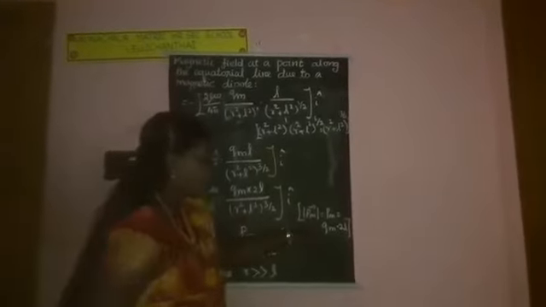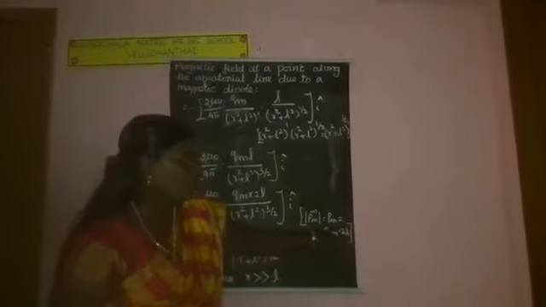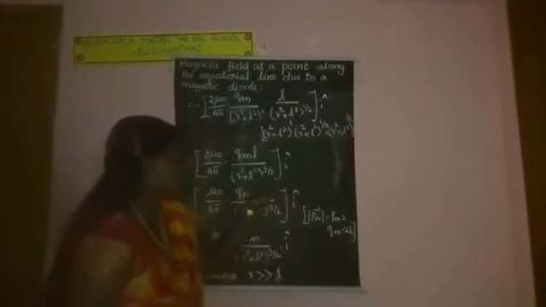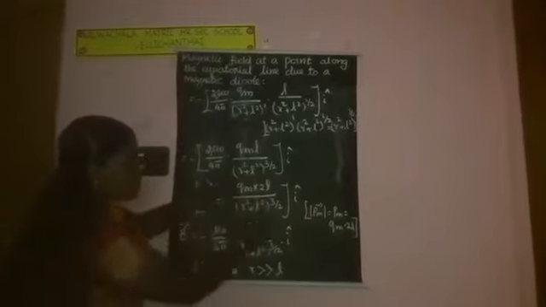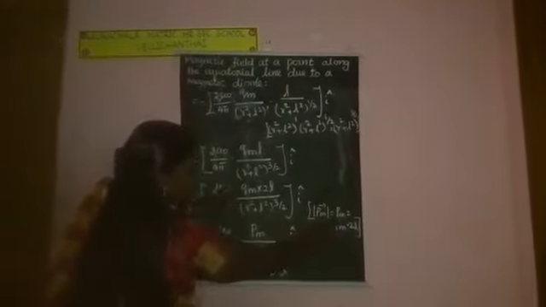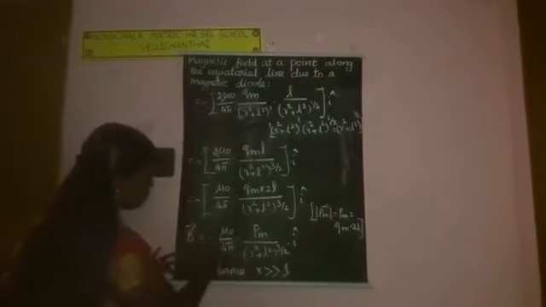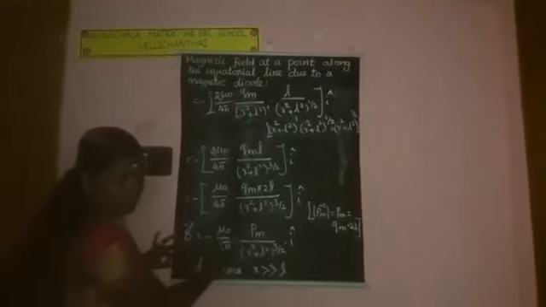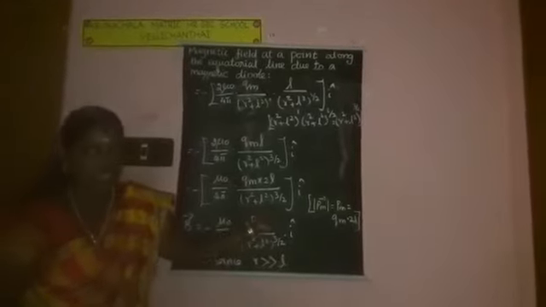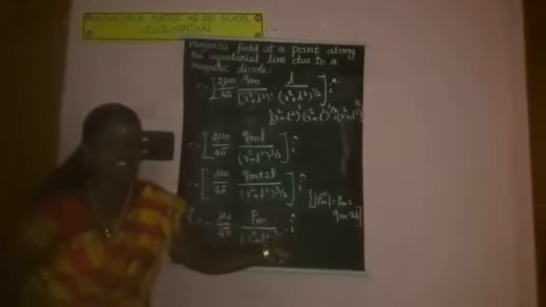Already we learned the modulus of the Pm vector equals Pm. That value is equal to Qm into 2L. What is the value of Qm into 2L? That is the Pm vector, or Pm. You have to note it here. B vector equals mu naught by 4 pi into Pm divided by the same term, R square plus L square the whole power 3 by 2, into I cap.